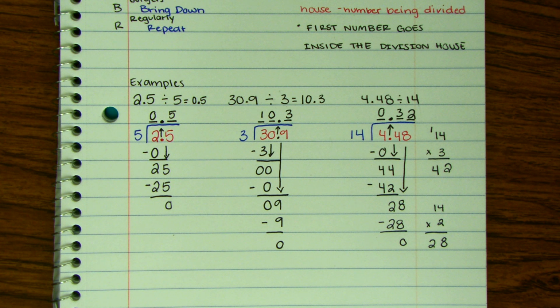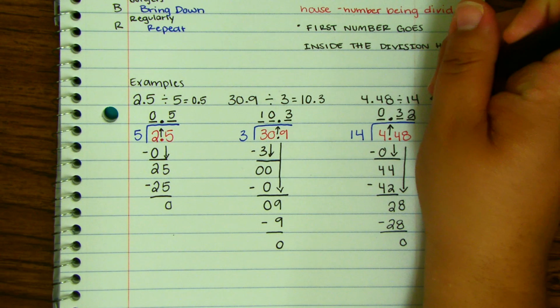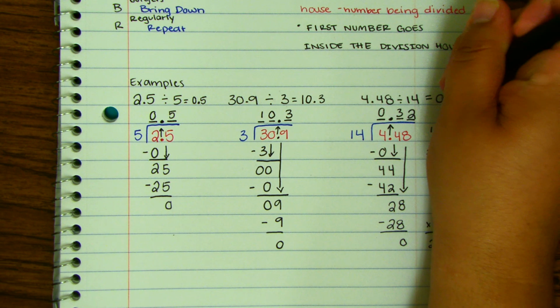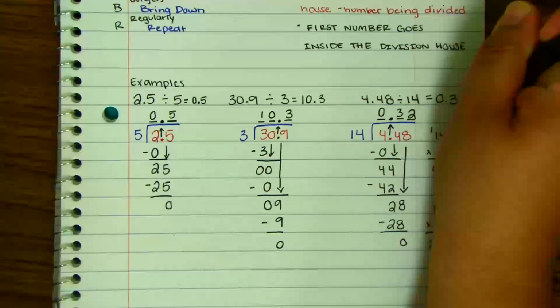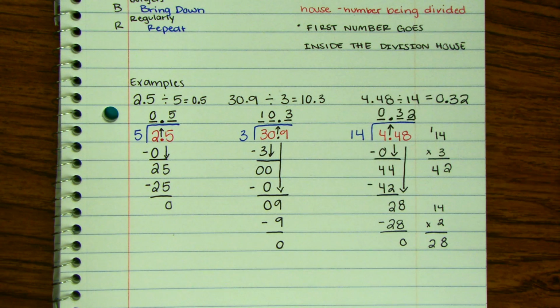So my answer to my problem of 4 and 48/100 divided by 14 is going to be 32/100. And now I'm officially done dividing with dividend decimals.